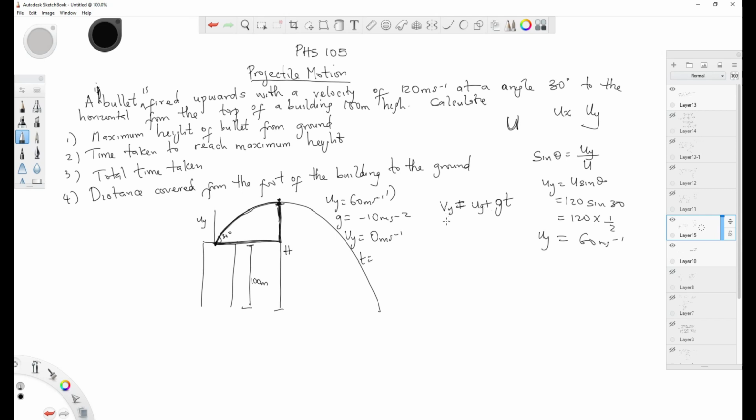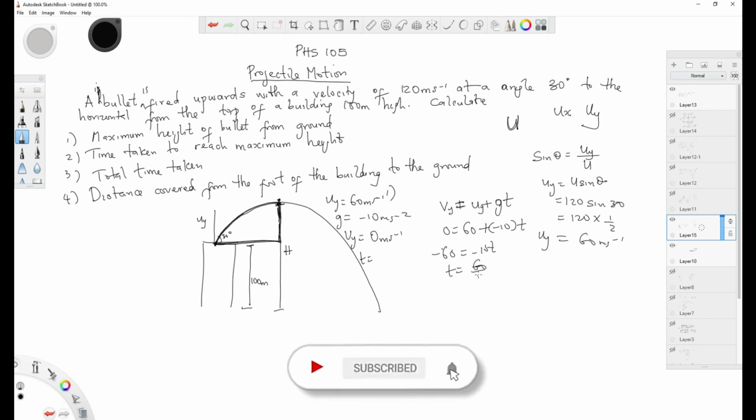This is the y component. V is 0 here, u is 60 plus g is negative 10 here since it's going against gravity, and t. Then this is minus 60 equals minus 10t, then t equals 60 over 10, which is t equals 6. Okay, now we've gotten that it takes 6 seconds for it to reach this maximum height.